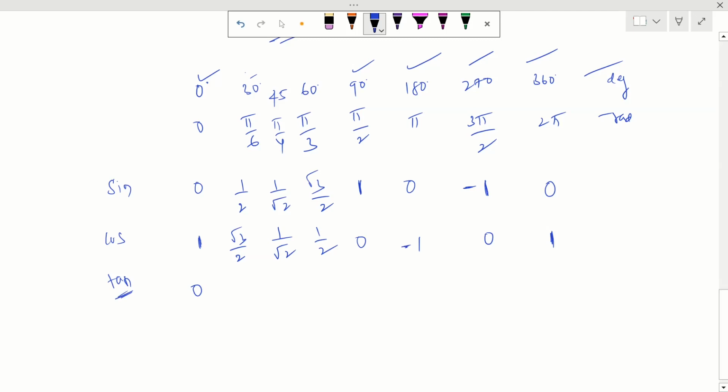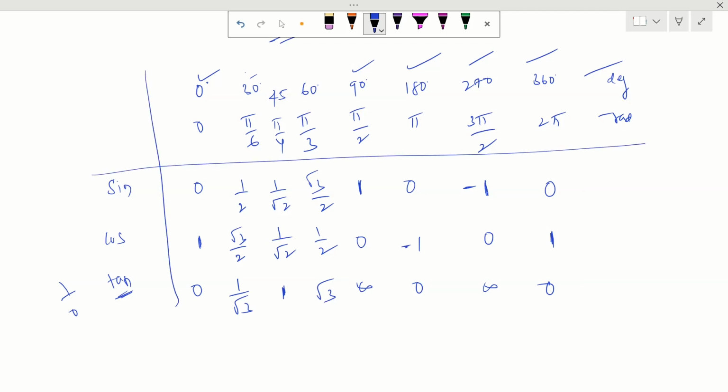Then 1 by 2 divided by root 3 by 2 is 1 by root 3. And 1 by root 2 over 1 by root 2 gets cancelled, so tan 45 is 1. Taking the ratio of the next we get root 3. And 1 by 0 we cannot define, this is infinity. And 0 by 1 is 0. This is also infinity, and this is 0. We can write this from the diagram.